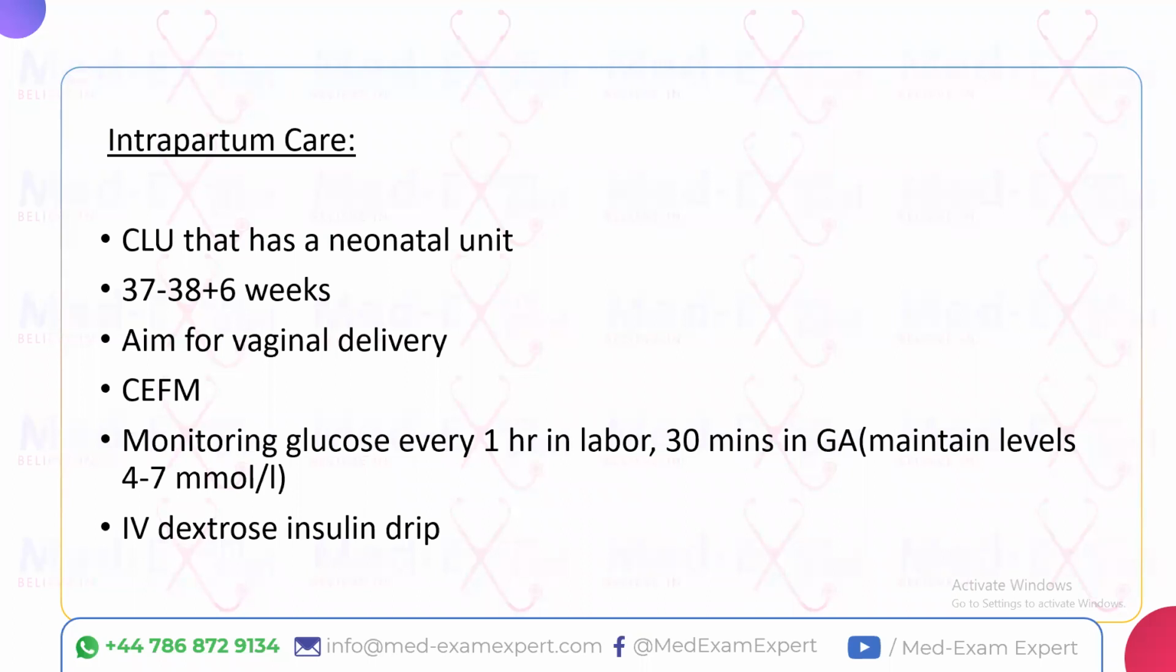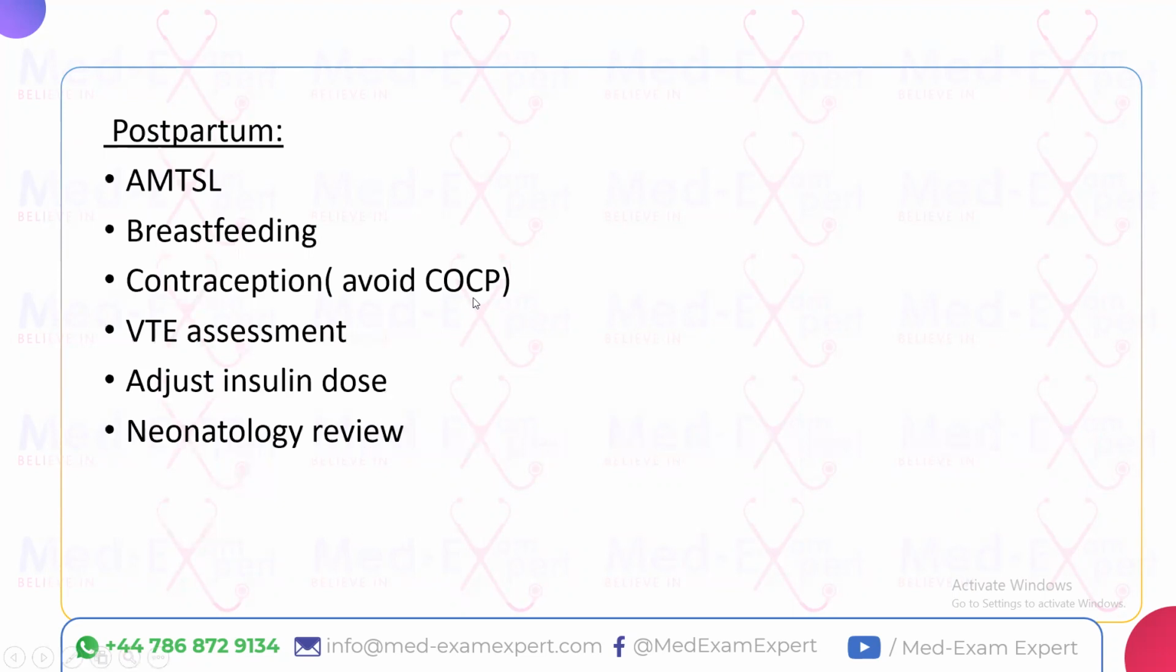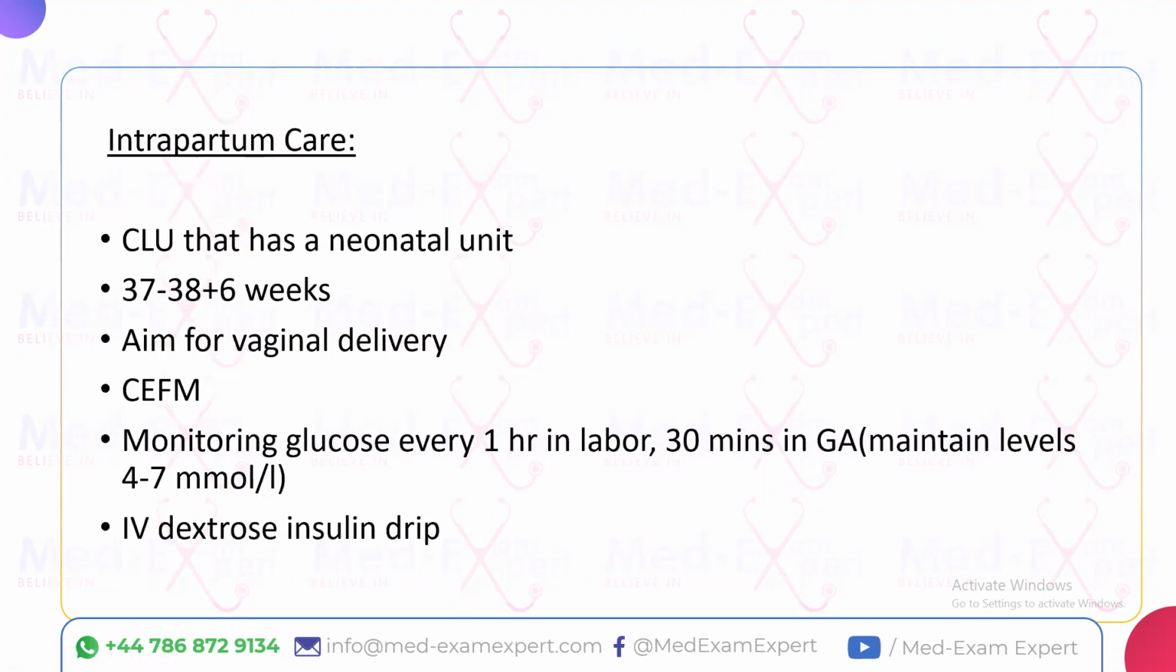Timing of birth will be at around 37 weeks to 38 weeks and 6 days. We will aim for vaginal delivery. We'll continuously monitor the baby's heart. We'll monitor your blood sugars once every hour during the labor, and we'll give you an insulin glucose drip to maintain the blood sugars. During the labor, we have to maintain the levels at 4 to 7 millimole per liter.